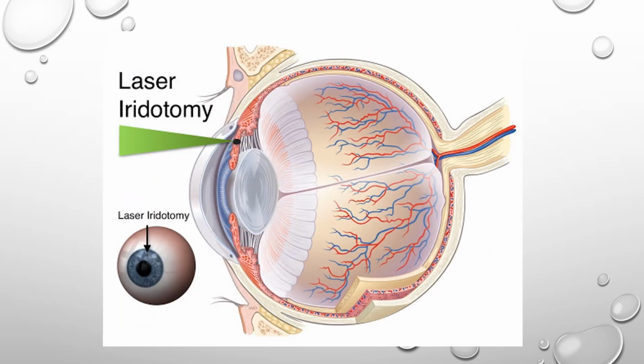This is also a color diagram. We give a laser in the peripheral part of the iris. We create a pathway, and the aqueous humor which is being formed here can move into the anterior chamber, and then through the trabecular meshwork it goes out. Okay.